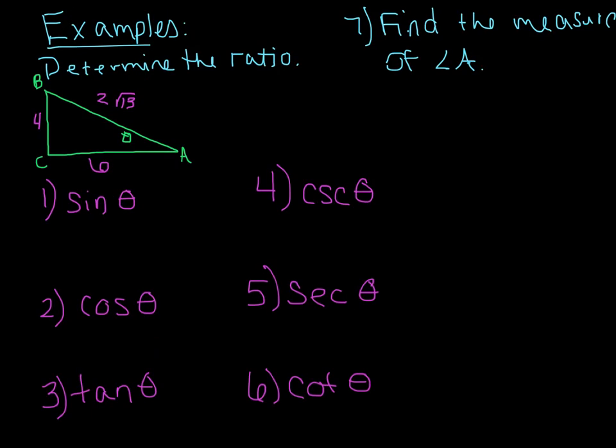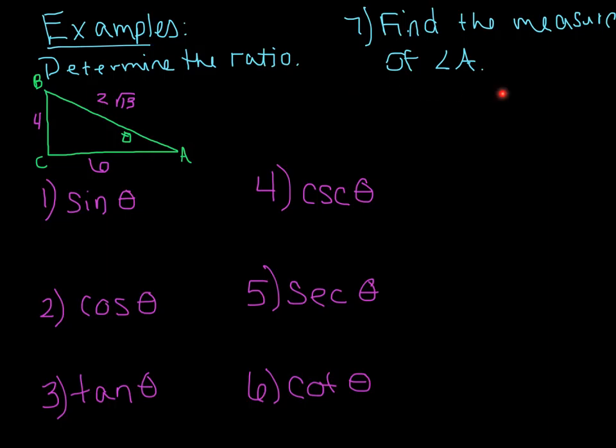Okay, so I'm going to do this example with the multiple parts. First, I want to determine the ratio of all 6 of these trig functions: sine of theta, cosine of theta, tangent of theta, cosecant of theta, secant of theta, and cotangent of theta. When it says find the ratio, all you're doing is looking for that fraction that represents the sides of the triangle. And then you have to simplify if you need to simplify.